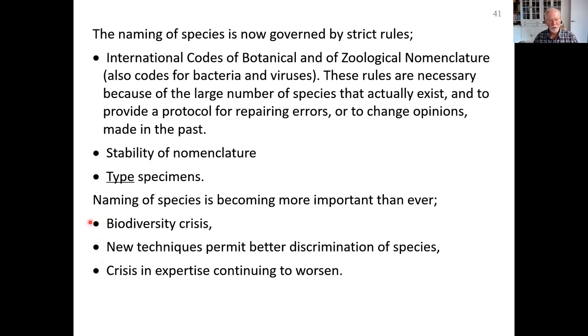It's also getting worse because we now know that many species are disappearing. We have a biodiversity crisis. Species are disappearing before they are even named or known. And increasingly, with new techniques to help us identify and to distinguish between species, we are lacking the taxonomists who can put these in a logical framework. A DNA sequence by itself is not the same as a new species. It's just a DNA sequence.